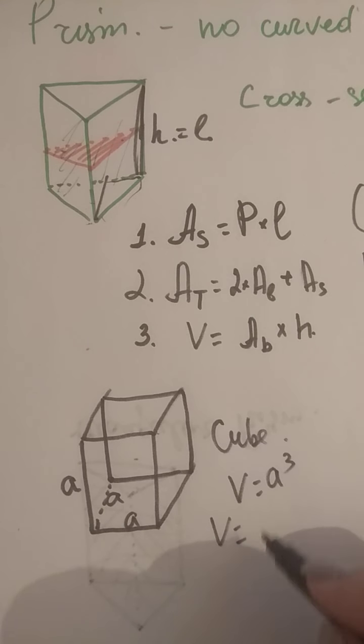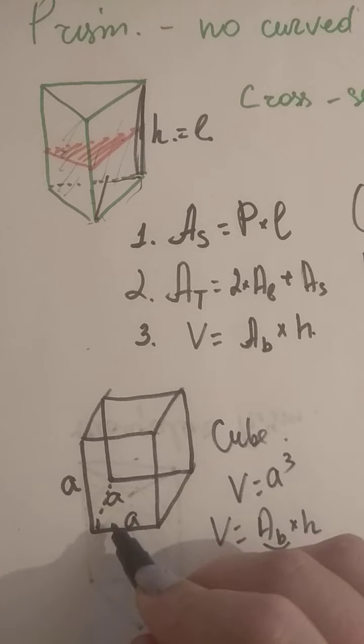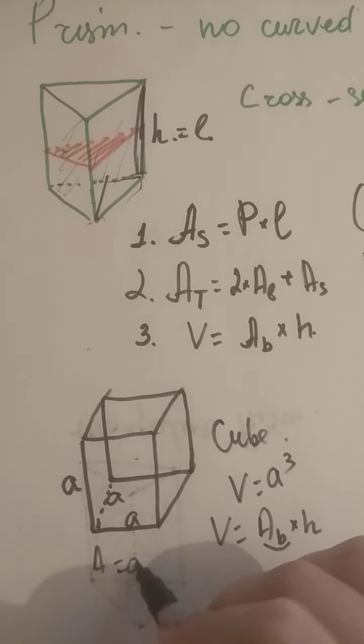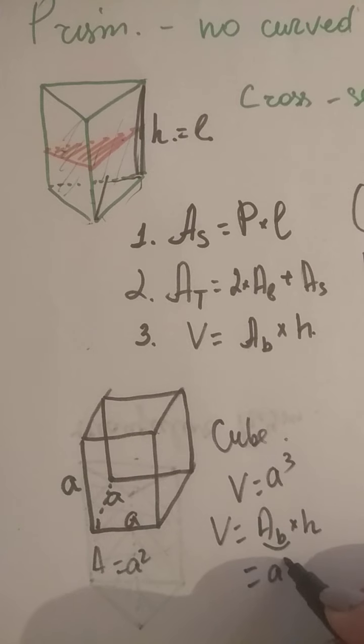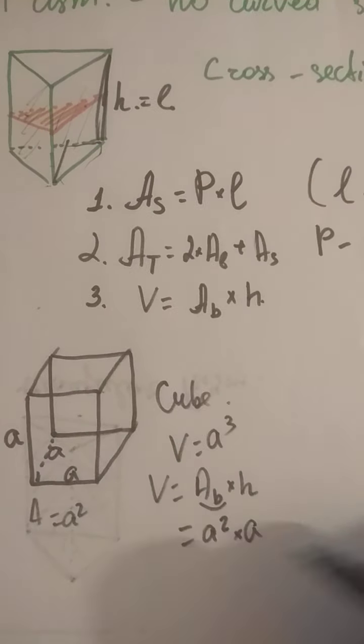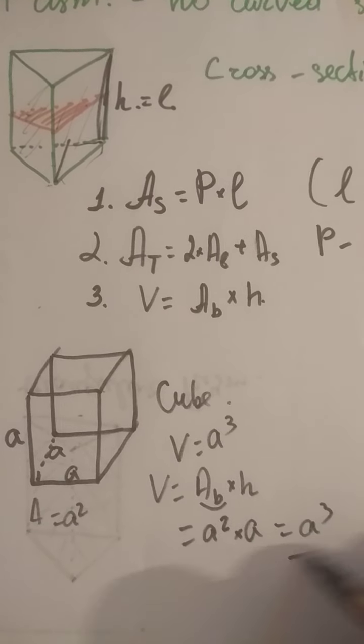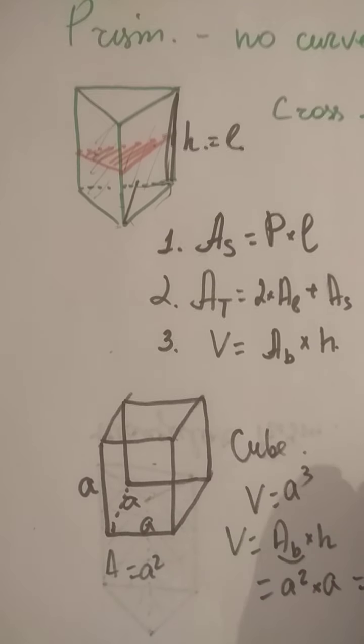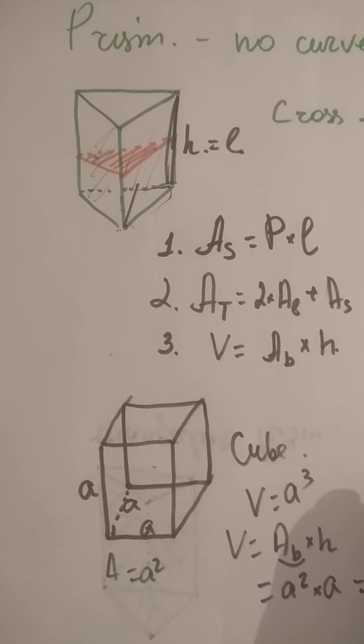That's why the volume of cube is equal to a cubed, because we know that the formula of volume is equal to area of base multiplied by h. So area of base is what? Area of square, which is a squared, a multiplied by a. Then let us substitute here: a squared multiplied by h, which is what? a again. So a squared multiplied by a is gonna be a cubed. That's it about the prism.